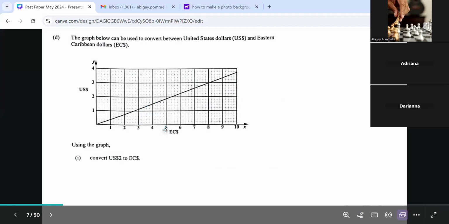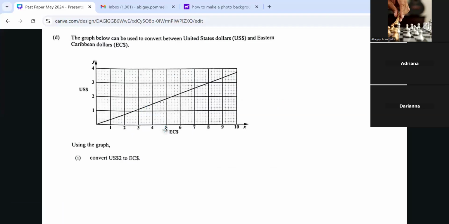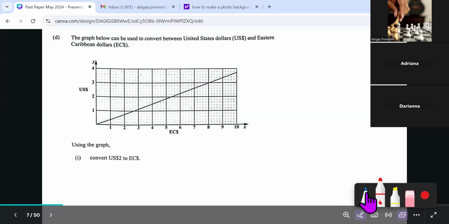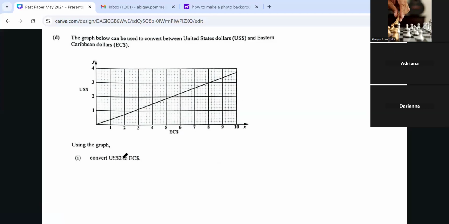All right, so it says the graph below can be used to convert between the United States dollars and the Eastern Caribbean dollars. So in that, I'm going to ask you to use the graph to help you. As it says, using the graph, convert US dollars to EC. Now, in this graph, the only thing that makes sense here is when two lines meet or two numbers meet.